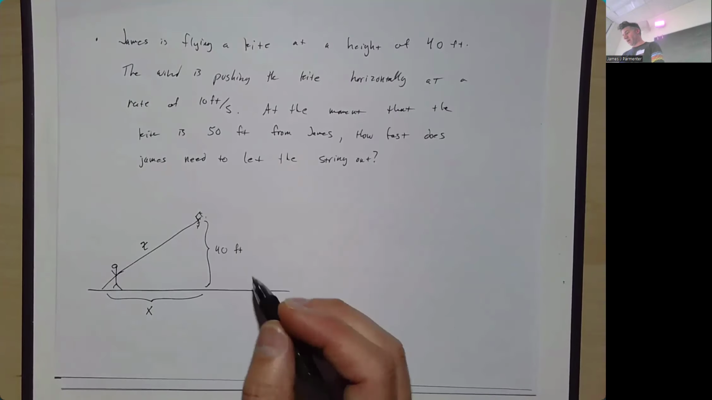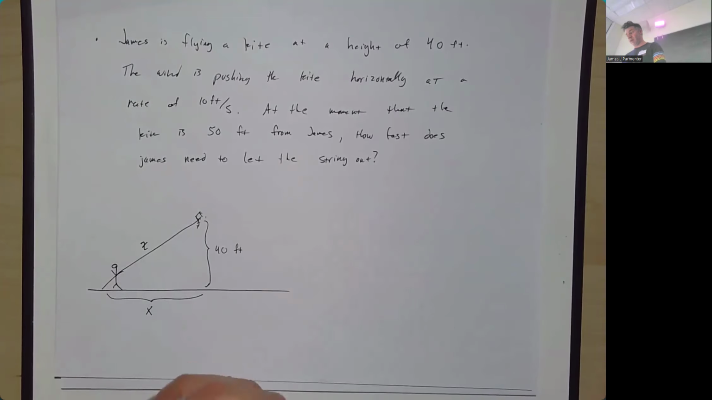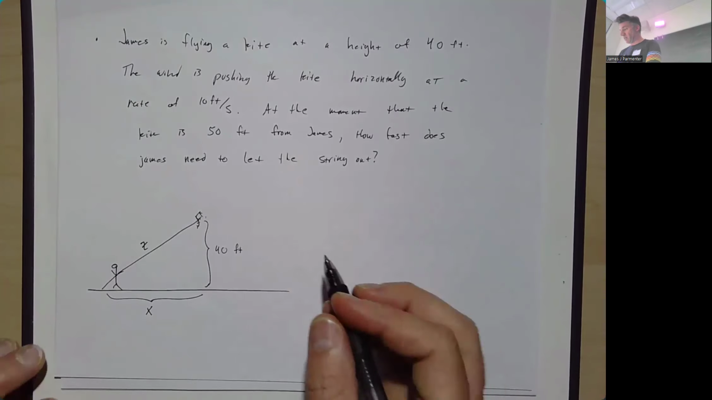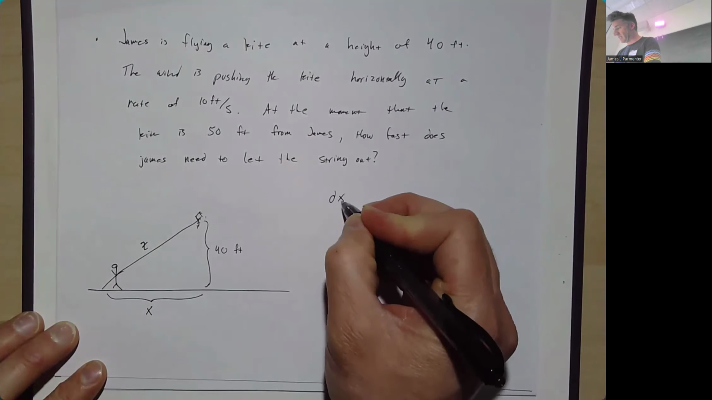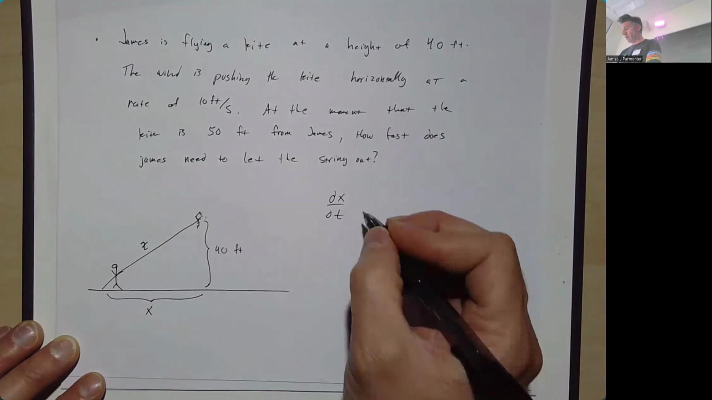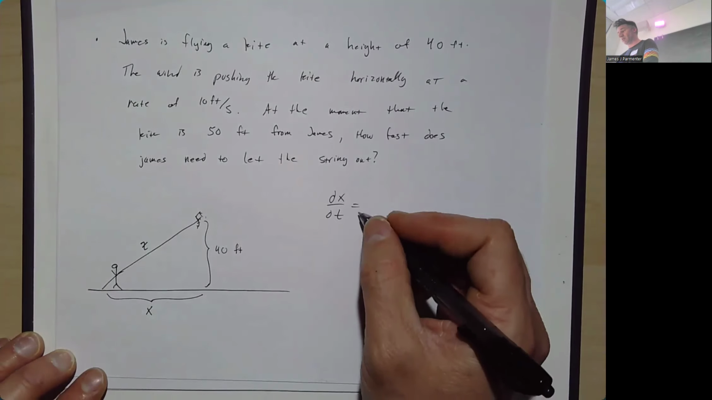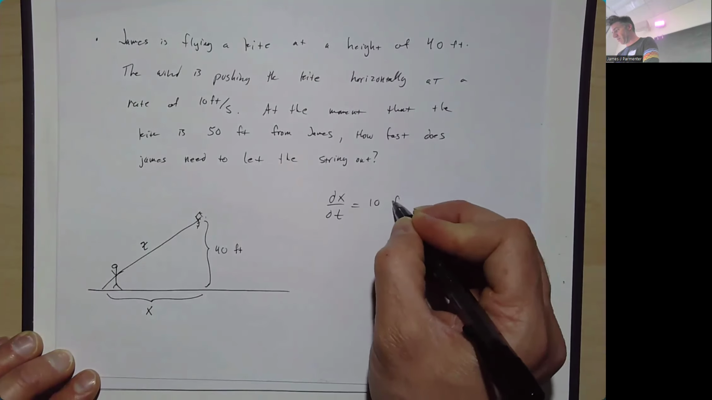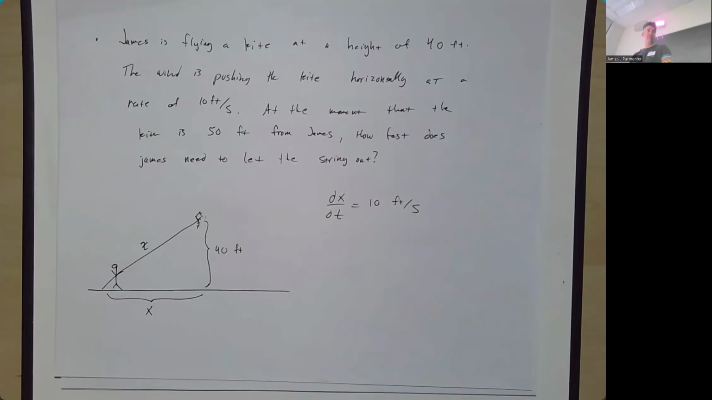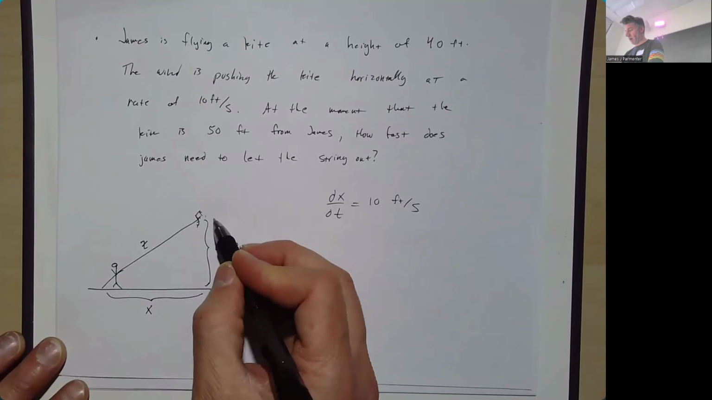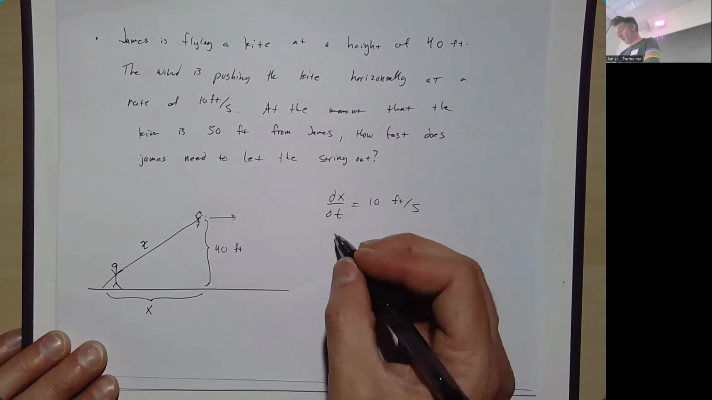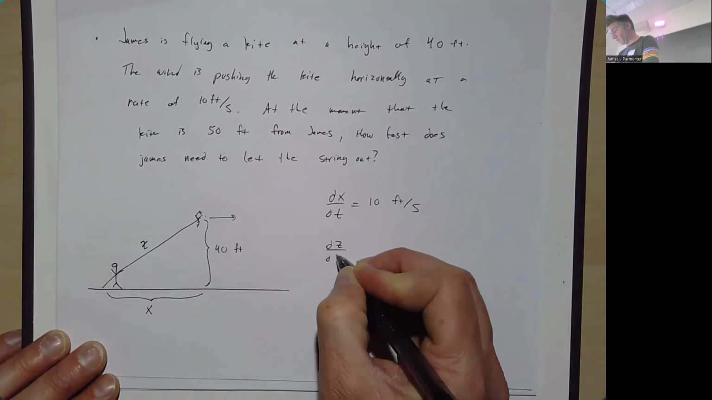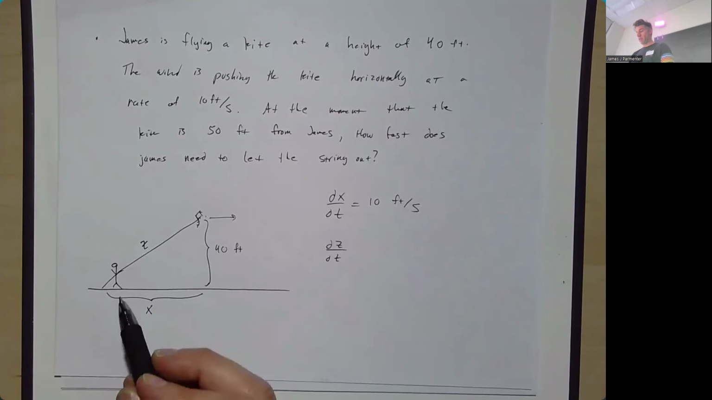Okay, so we've got our system set up here. We've got the things that are changing labeled as variables. And then I'm going to write down that I know that the kite's moving horizontally. So I know that dx/dt, the rate of change of the horizontal distance of the kite, is 10 feet per second. How fast the wind is pushing it. And then I want to know how fast I'm letting out the string, how fast the distance from me to the kite is increasing.